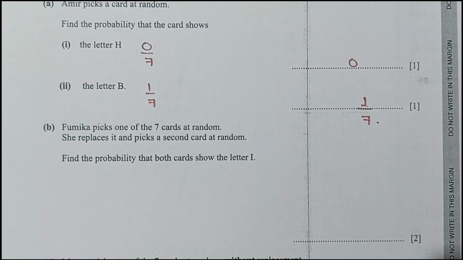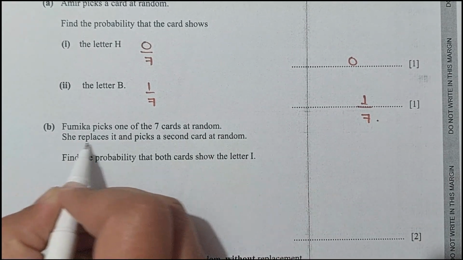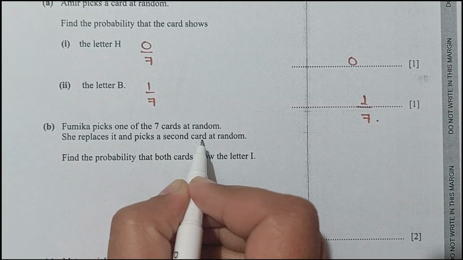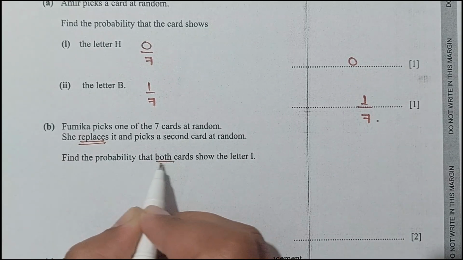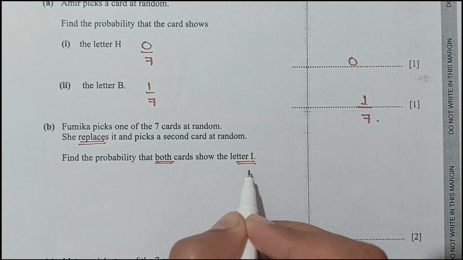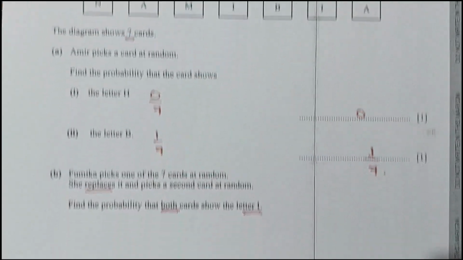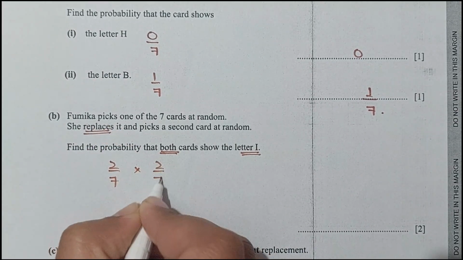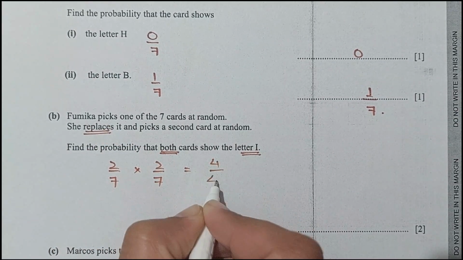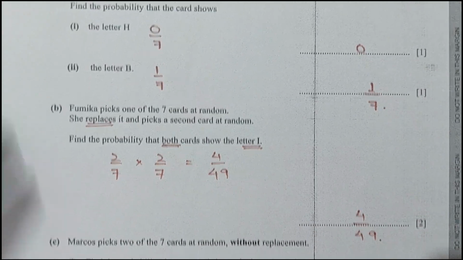Now for part B. Fumika picks one of the 7 cards at random. She replaces it and picks a second card at random. Replace means put it back. Find the probability that both cards show the letter I. How many letter I's? There are 2 letter I's out of 7. Multiply the 2 letter I's out of 7. So 2 times 2 is 4. 7 times 7 is 49. 4 out of 49 is the probability.